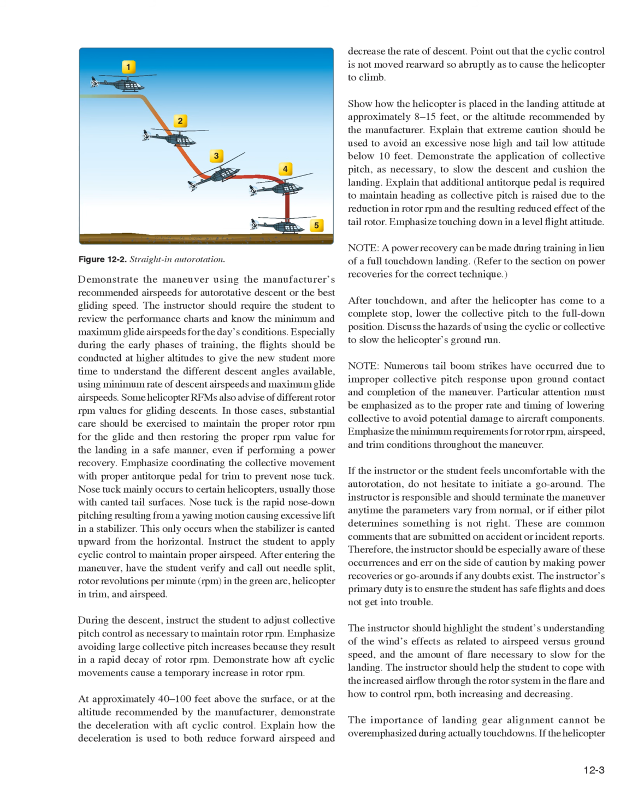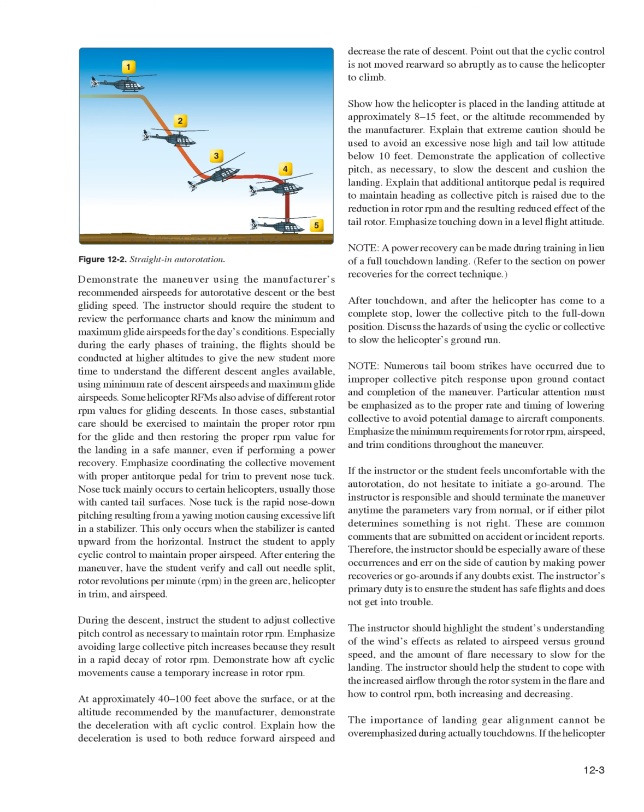After entering the maneuver, have the student verify and call out needle split, rotor revolutions per minute (RPM) in the green arc, helicopter in trim, and airspeed. During the descent, instruct the student to adjust collective pitch control as necessary to maintain rotor RPM. Emphasize avoiding large collective pitch increases because they result in a rapid decay of rotor RPM. Demonstrate how aft cyclic movements cause a temporary increase in rotor RPM.